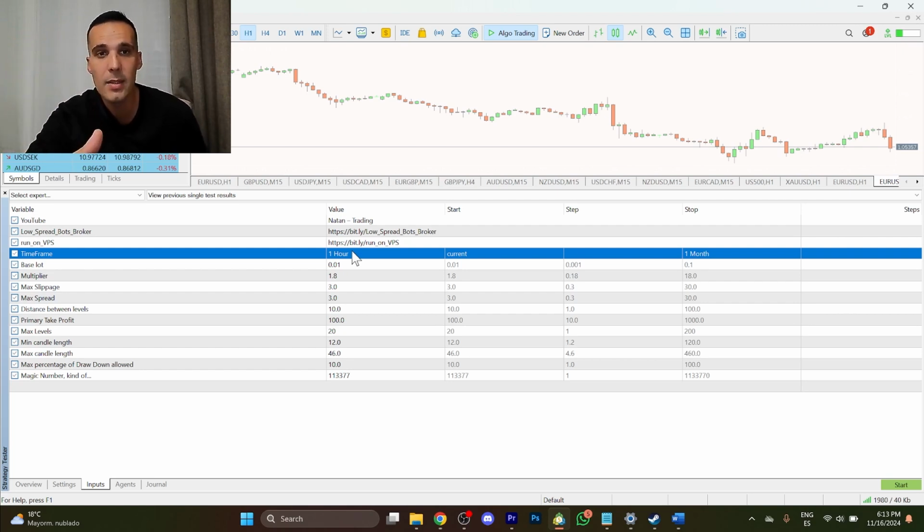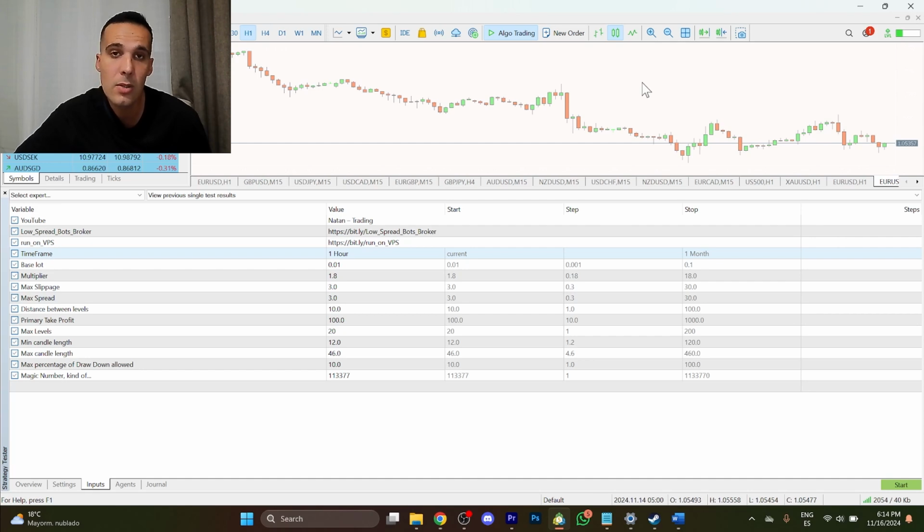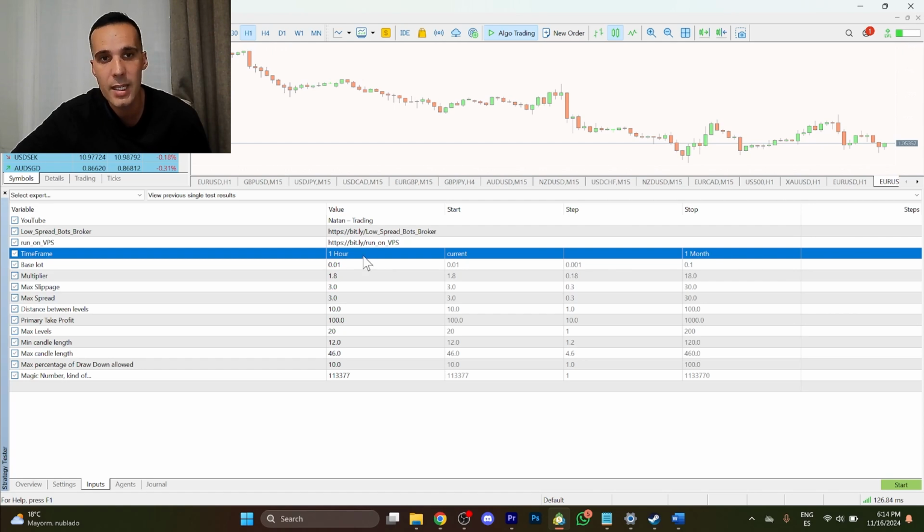So just leave it like this. The robot works very well on 1 hour chart. So you put it like this on 1 hour. You can change it, of course, but I would recommend you to leave it on 1 hour. And you will also click on the 1 hour time frame of your chart, like here, for example. But that is not like really important. The most important thing for the robot is the time frame that is selected here, not on the chart.